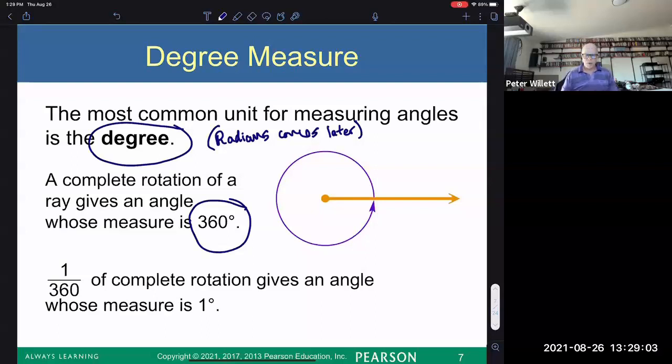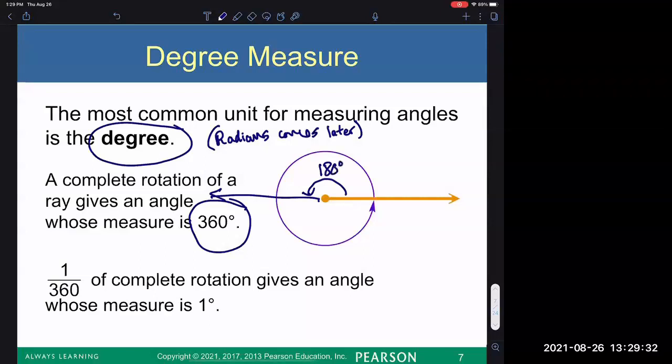So for example, if all the way around is 360 degrees, what if as I was going around here, I stopped halfway around? What if my terminal side was pointing in the opposite direction of the initial ray? Then that angle from here to here would be 1/2 of all the way around. So I could take the 360 degrees and divide that in two and realize that that would be an angle of 180 degrees.